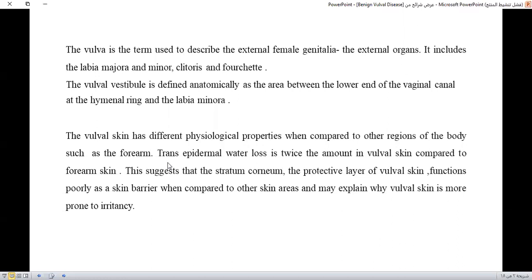What is the meaning of the vestibule? Anatomically, it is an area between the lower end of the vaginal canal at the hymenal ring and the labia minora. The vulva means the external female organs, including labia majora, labia minora, clitoris, and the fourchette. Vestibule is an area between the lower end of the vaginal canal at the hymenal ring and the labia minora.